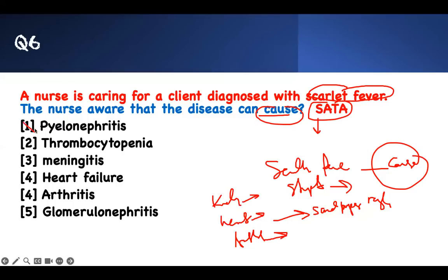It does not cause pyelo. It causes glomerulonephritis. It does not cause thrombocytopenia. It causes arthritis. It does not cause meningitis. It causes heart failure from valvular disease. So these are your answers for scarlet fever complication.